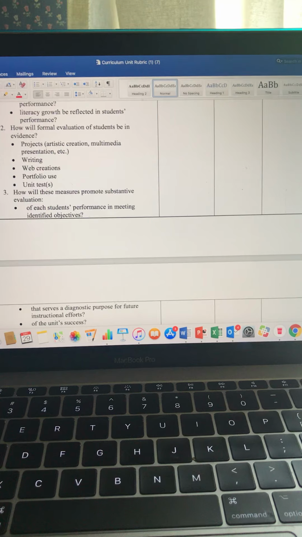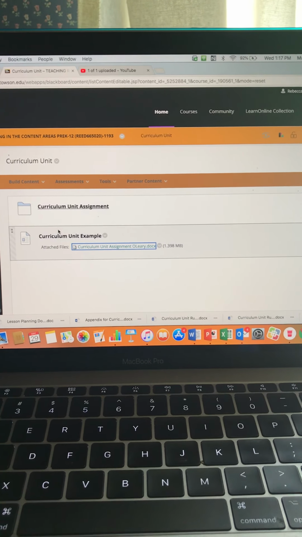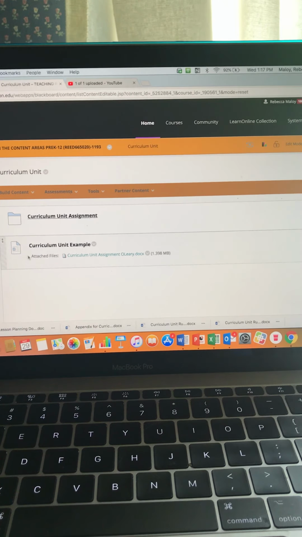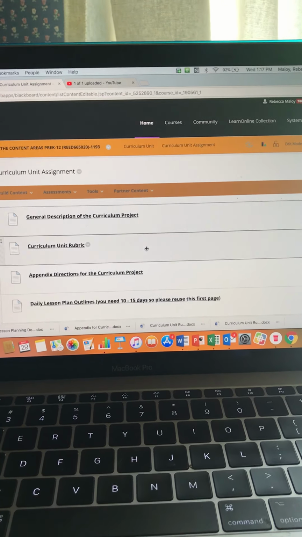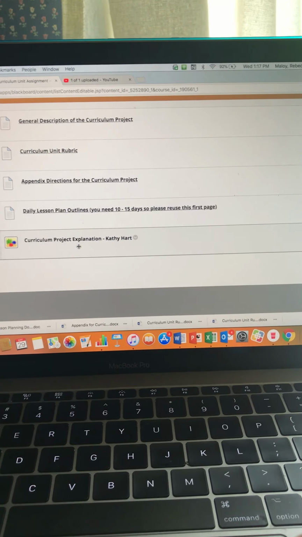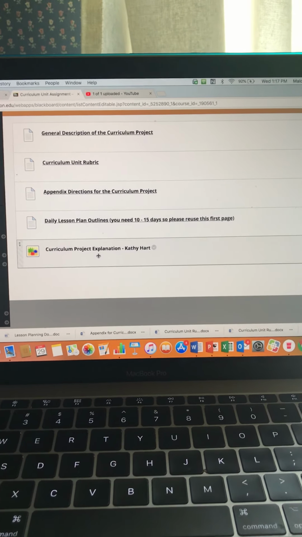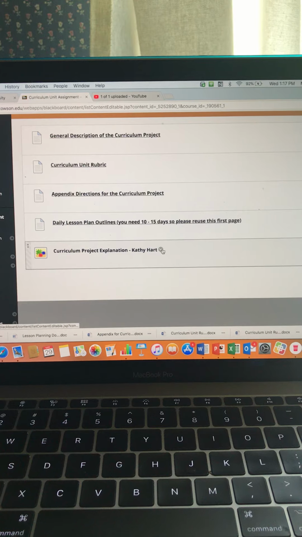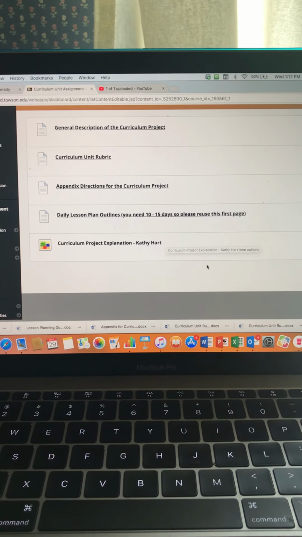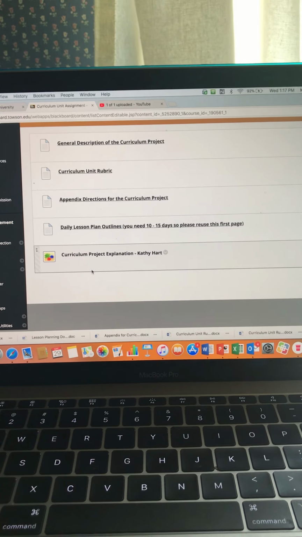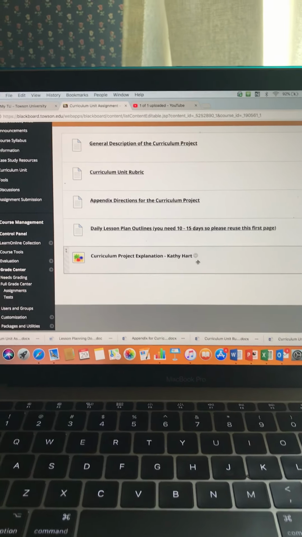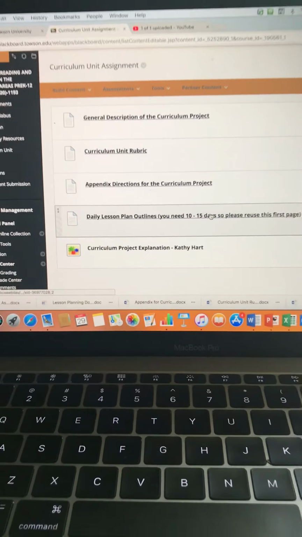So that is basically it. You will notice, I know you probably saw here, I don't know if you can see it or not, or if you've looked at it, Dr. Hart went through the curriculum project explanation, but I'm going to be deleting this and adding this explanation because this was from a couple of semesters ago and is not applicable to what you will be doing. So that is about it for the curriculum unit.